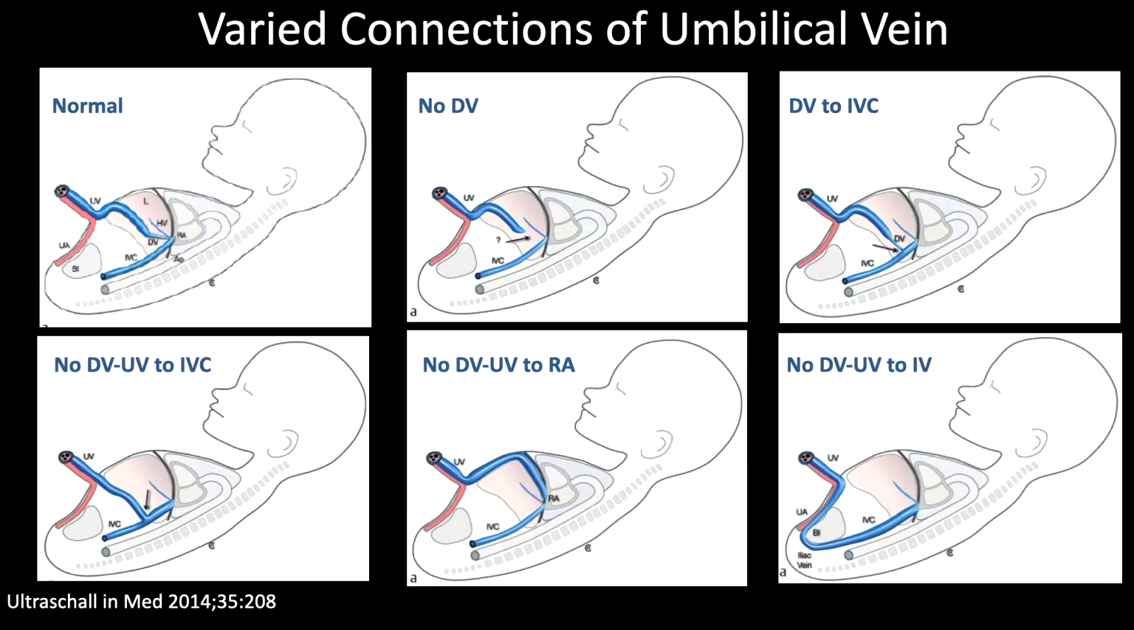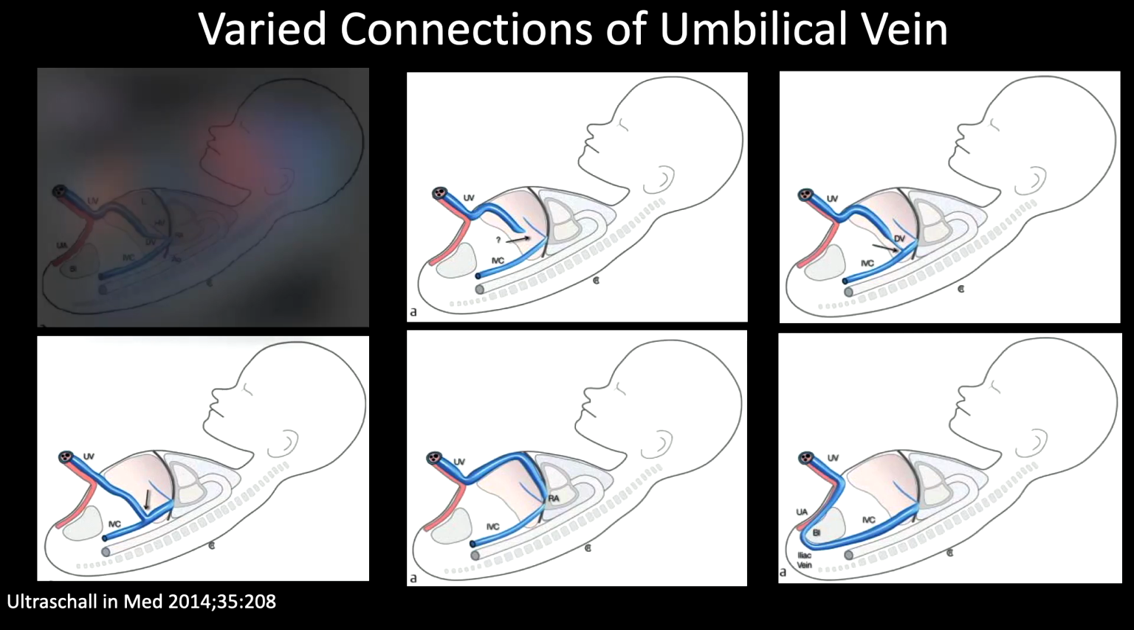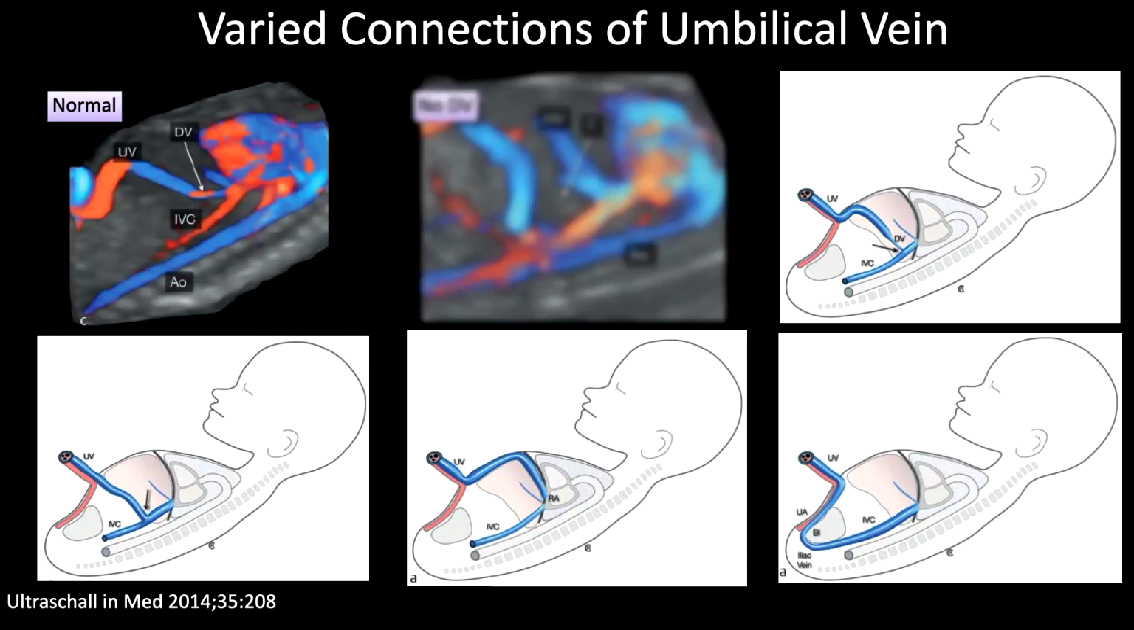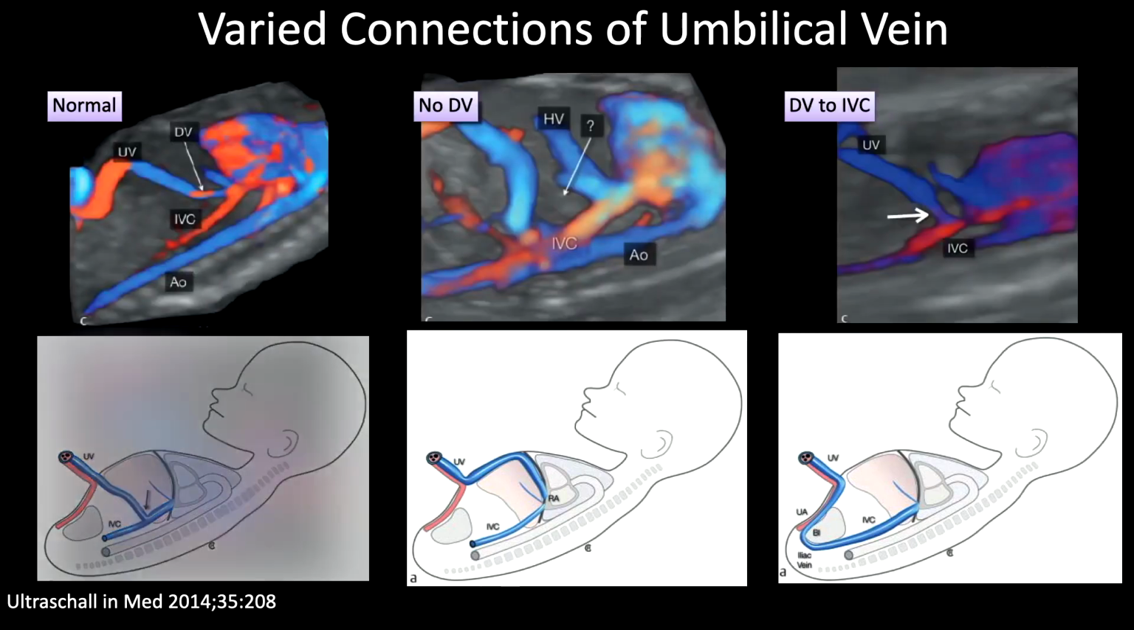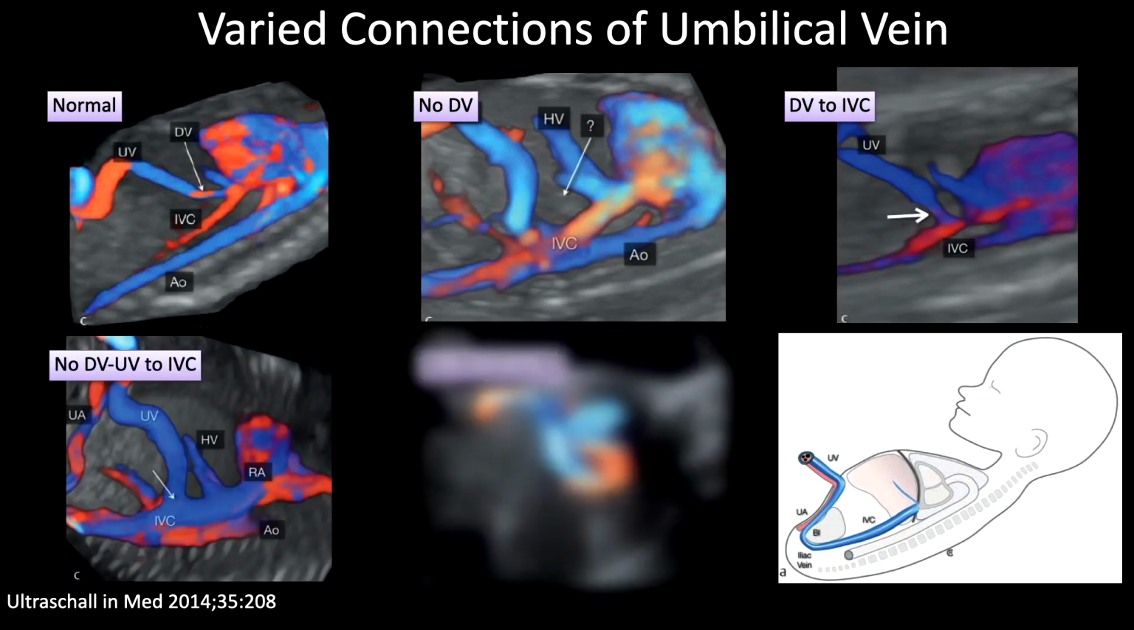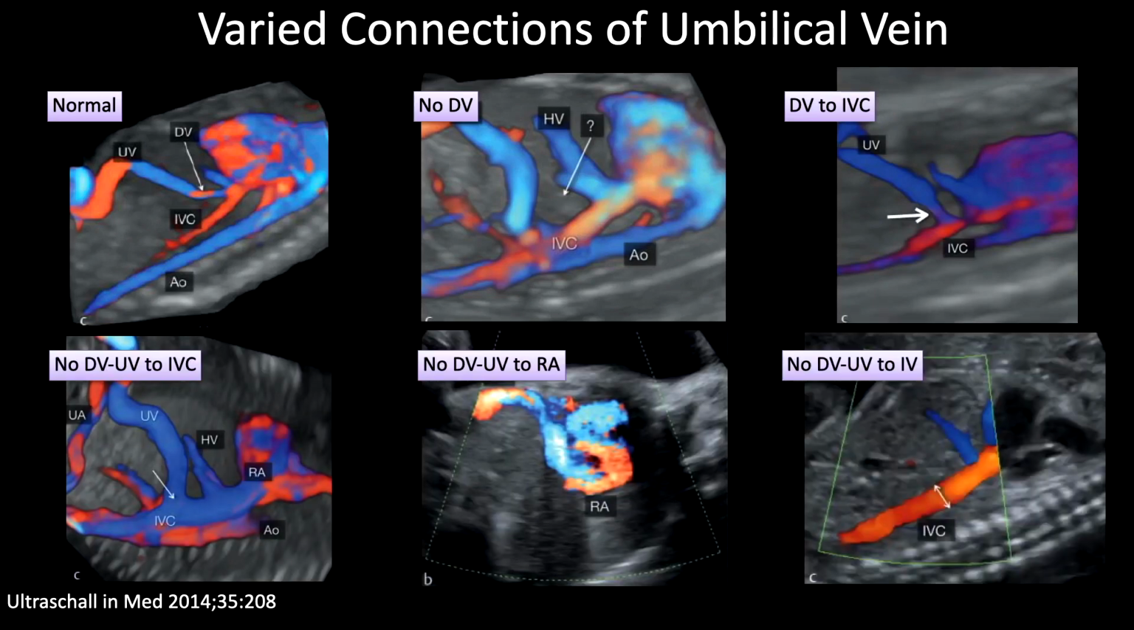So here's the normal drawing. Here you see there's no ductus venosus. Here you see the ductus venosus is going straight into the IVC. Here there's no ductus venosus, the umbilical vein going straight into the IVC or to the heart or to the iliac vessels. And here's some corresponding examples. I'll show you two examples, recent examples that we had here.